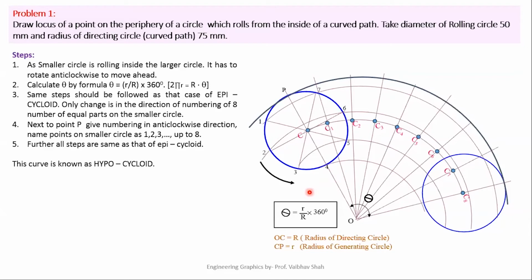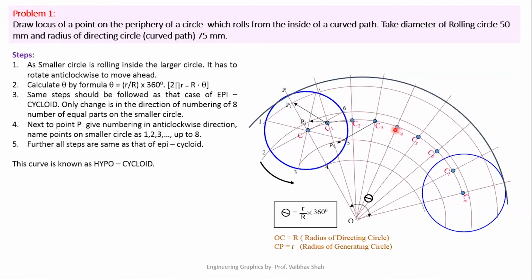Now, after plotting these circular arcs, we'll be taking the radius CP equal to your rolling circle radius, which is small r equal to 25 on our rounder. Put your rounder at C1 and try to cut this line of 1 somewhere here to get this point P1. Now put your rounder at C2, try to cut this line of 2 and call this point as P2. Put your rounder at C3, try to cut this line of 3 and write this point as P3.